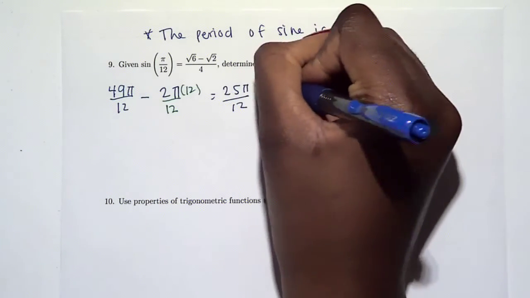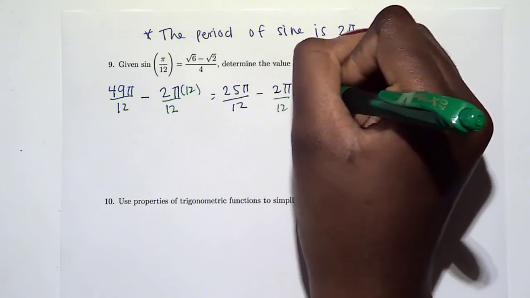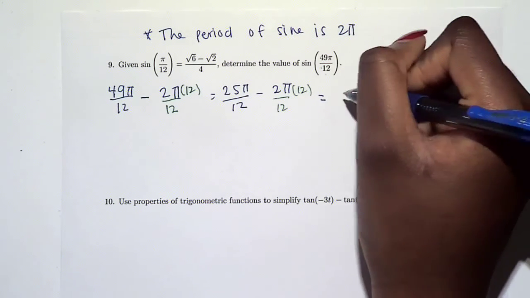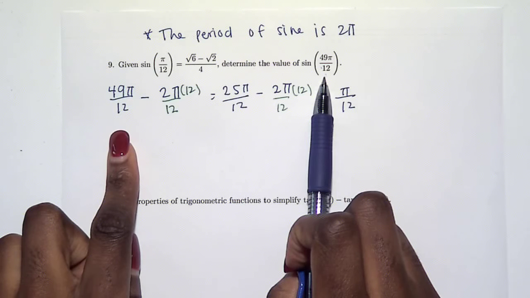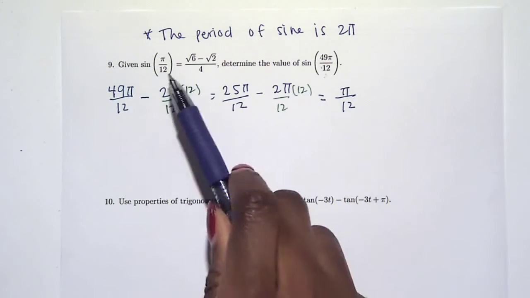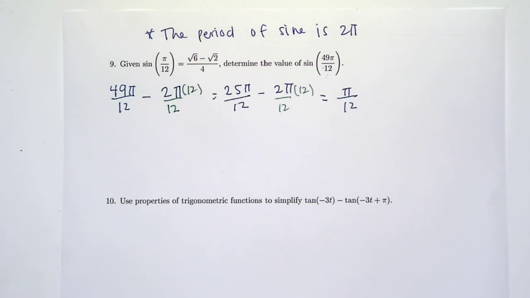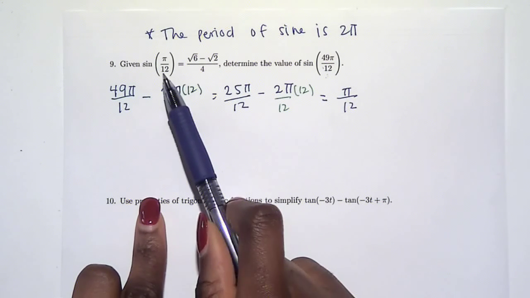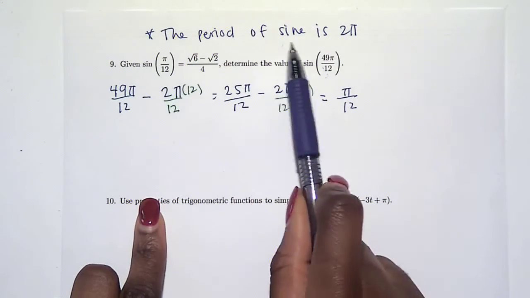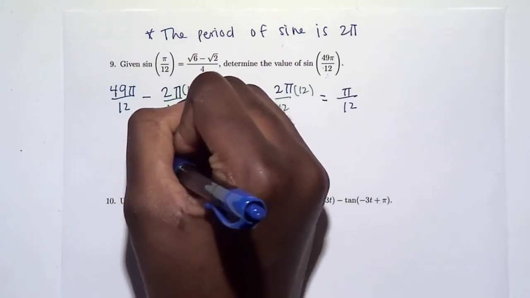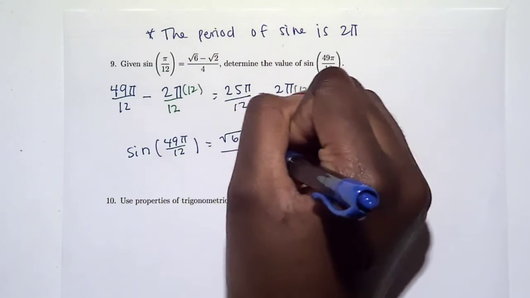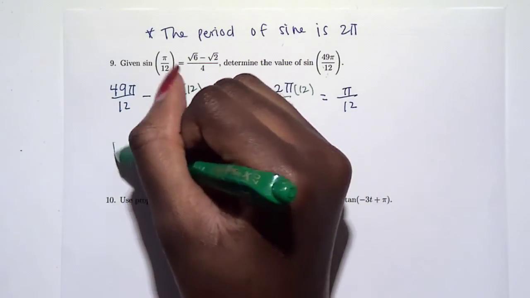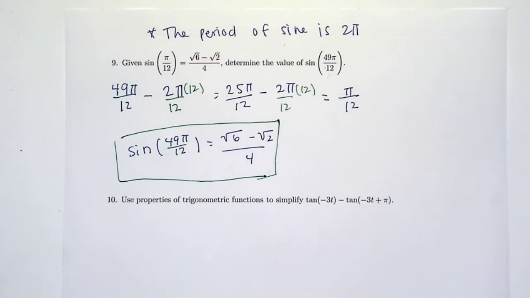Let's subtract 2 pi again. Common denominator. Pi over 12. This is what we do care about. We just found that 49 pi over 12 is a distance of 4 pi away from this one, so 2 multiples of 2 pi. The point is, sine of 49 pi over 12 is the same as sine of pi over 12 because the period of sine is 2 pi. So we can now say that sine of 49 pi over 12 is the square root of 6 minus the square root of 2 over 4. And we know this because of the periodic property of sine.